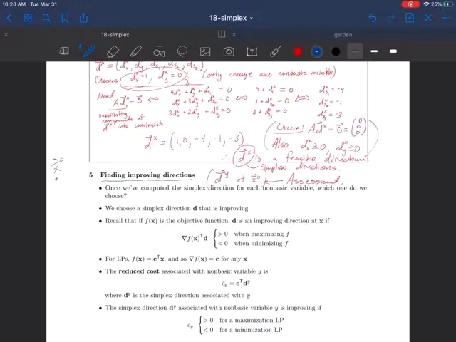Remember the big picture here. We're at x naught, x0. And we have two directions now, dx and dy. And they're feasible. Are they actually going to help us get to optimality? Are they going to be improving?